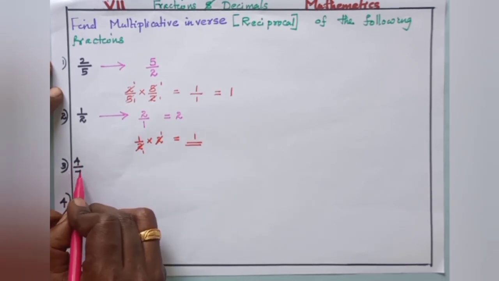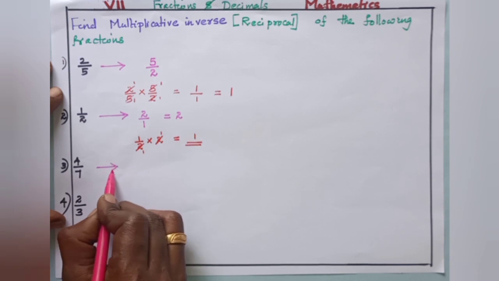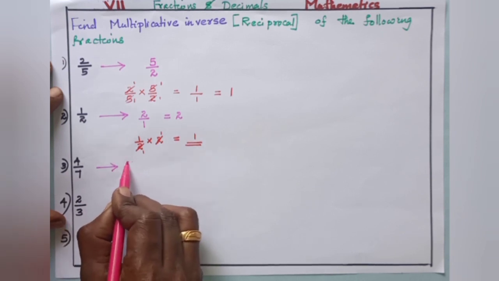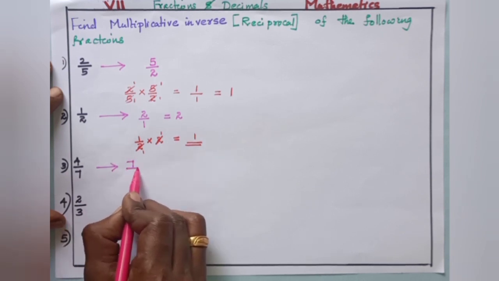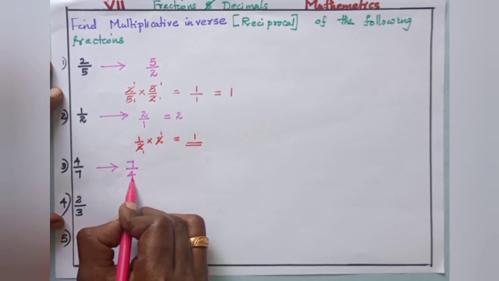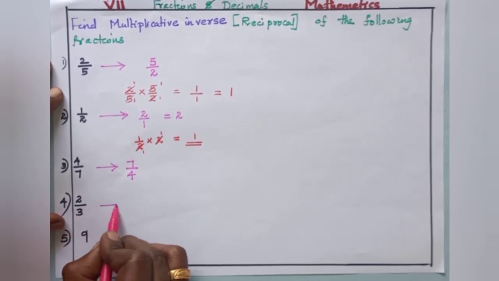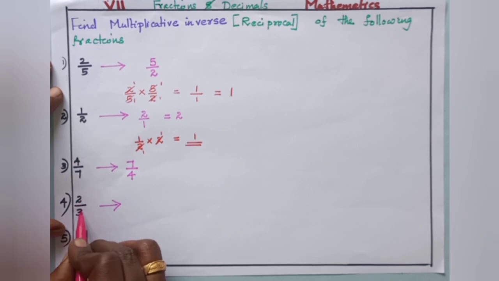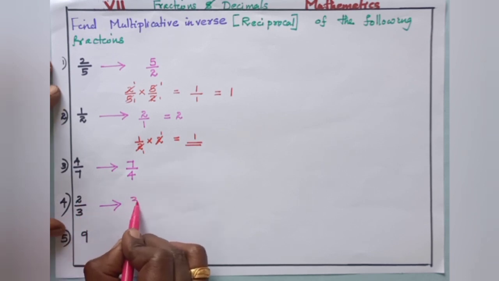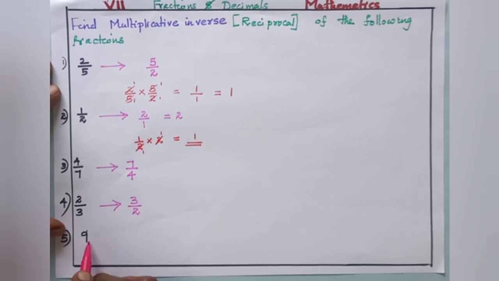Then the third question is 4 by 7. We can easily write 7 by 4. Then the fourth question is 3 by 2... then 9. 9 means 9 by 1. So we can write the reciprocal as 1 by 9.